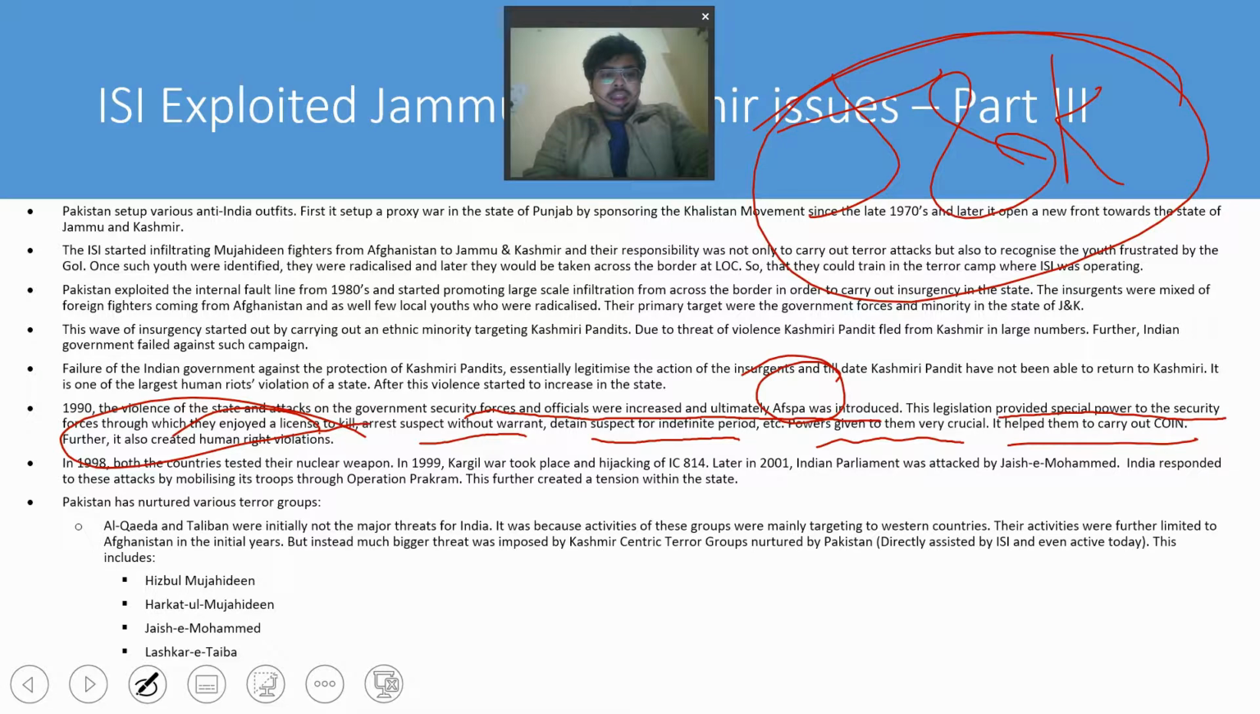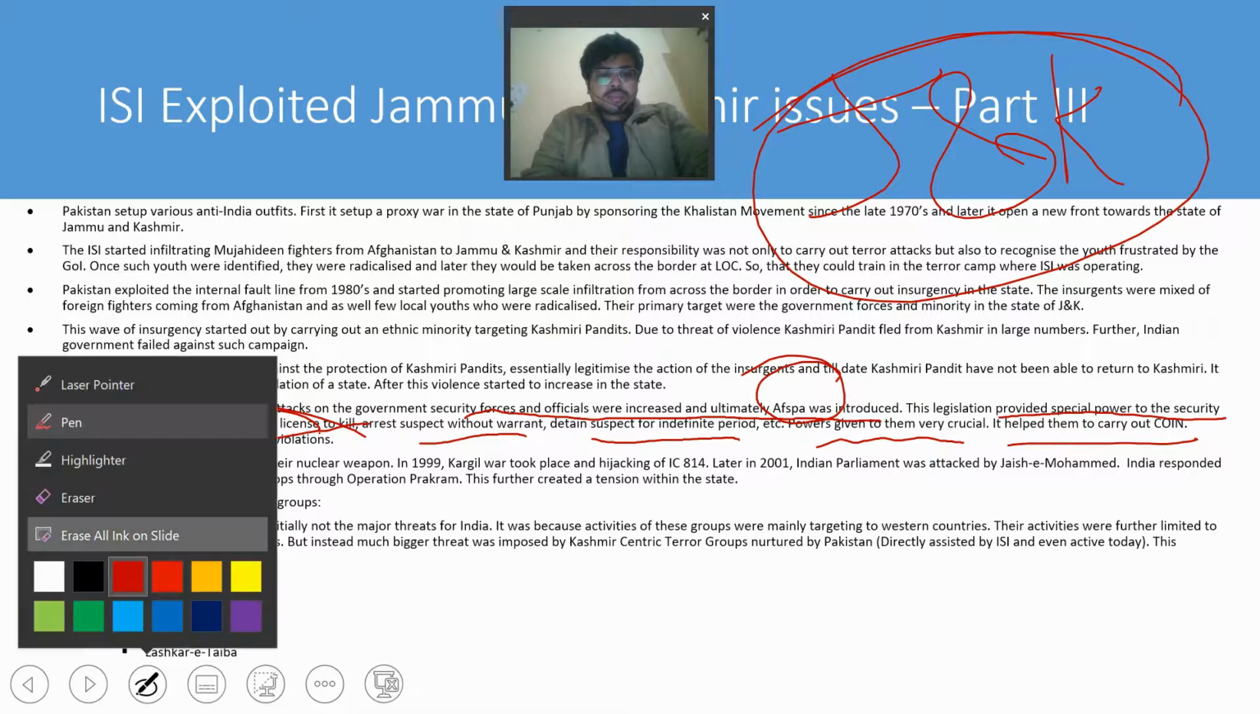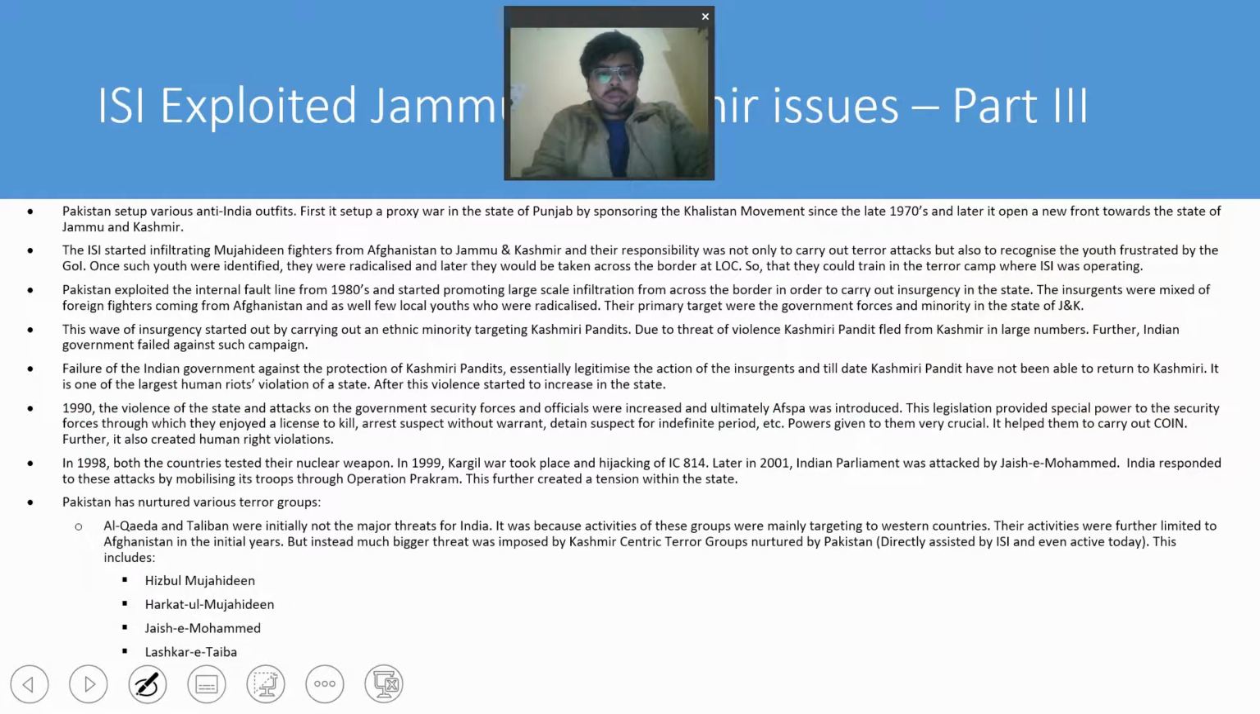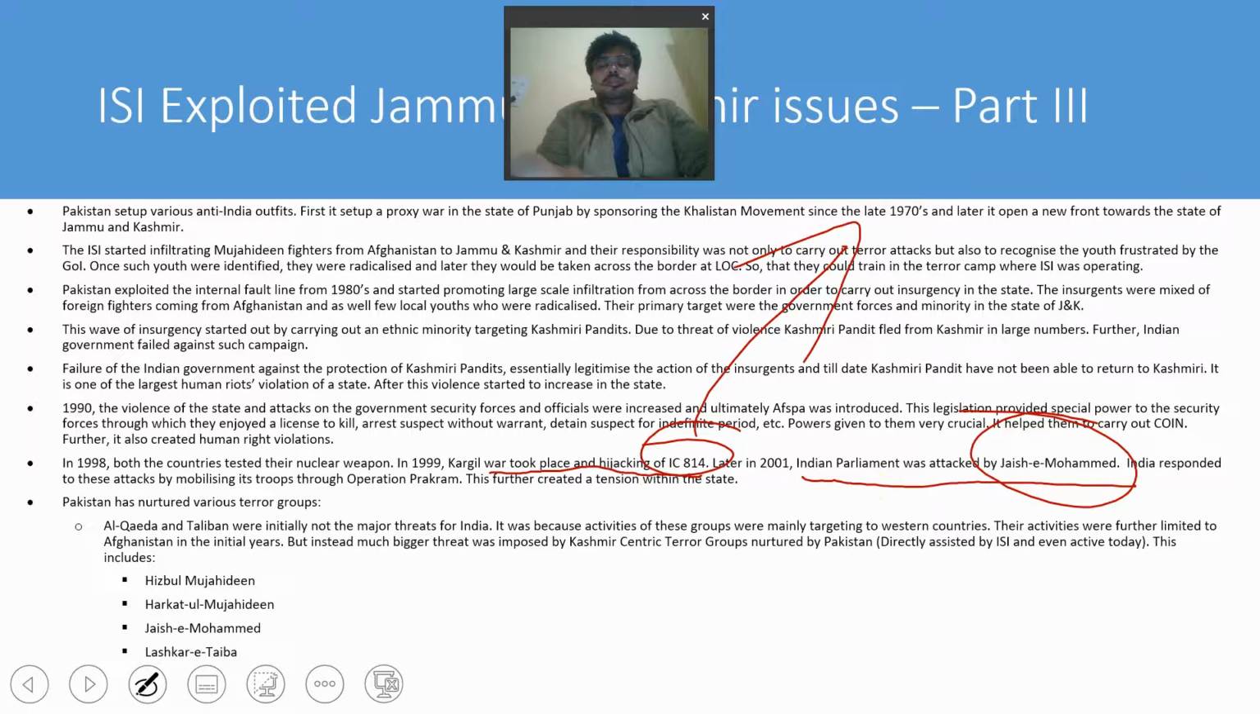So in 1998, both countries tested their nuclear weapons. In 1999, the Kargil war took place and the hijacking of IC-814 happened, which I talked about in the previous slide. Later, in 2001, the Indian Parliament was attacked by whom? Jaish-e-Mohammed, which was formed by one of the terrorists released in the exchange of hostages in the IC-814 hijacking. So India responded.